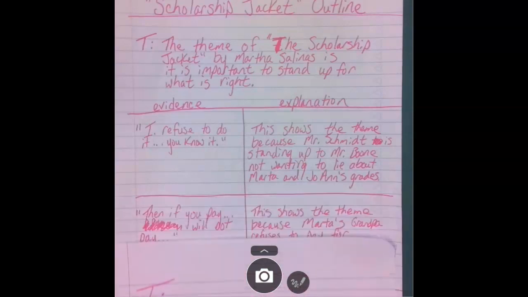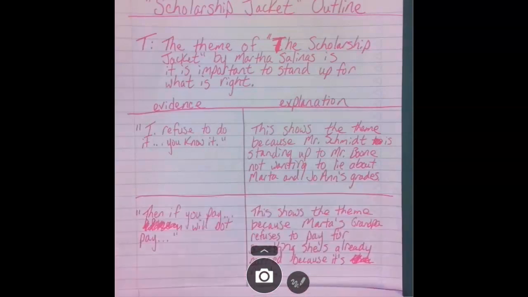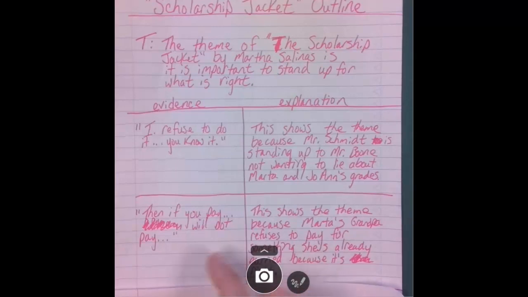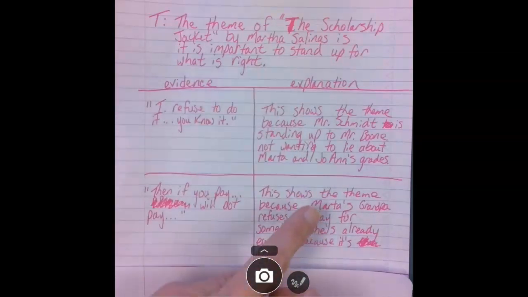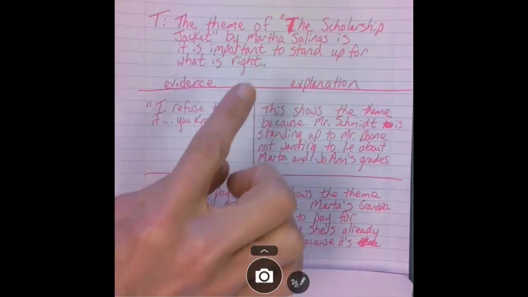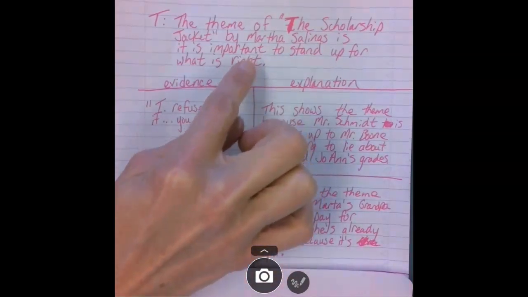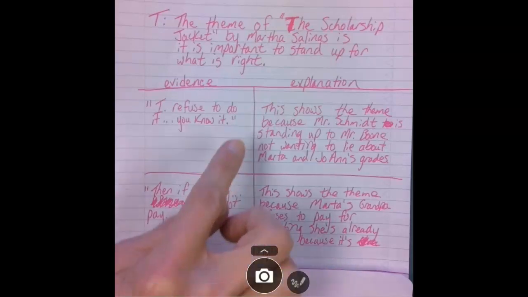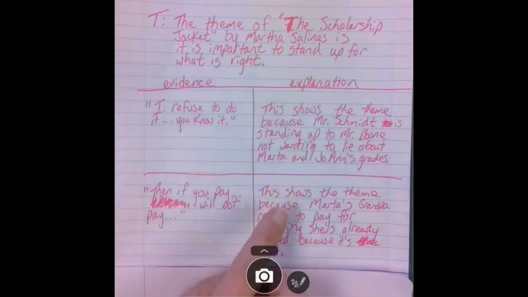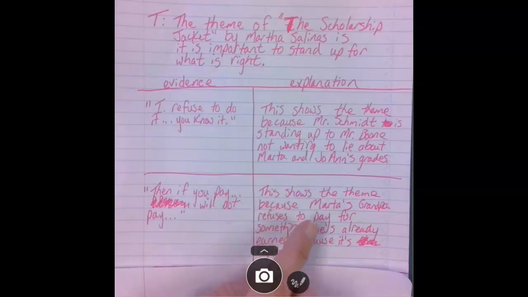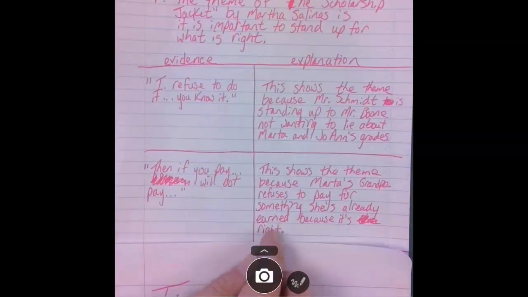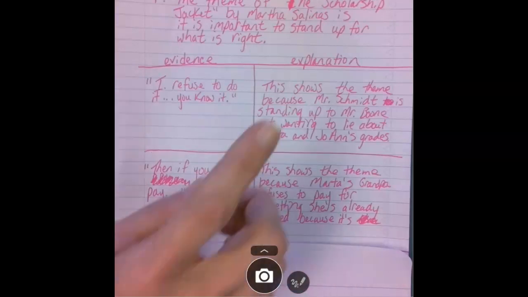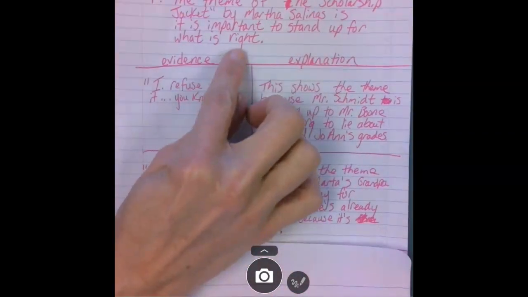Okay? And then our second piece of evidence where the grandfather is talking about how he won't pay for the scholarship jacket. Again, we want to use words from the topic sentence. How does this evidence support what I'm saying in my topic sentence? So how does this evidence show it's important to stand up for what is right? So I said, this shows the theme because Marta's grandpa refuses to pay for something she's already earned because it's right. So I use the term right in my explanation that comes from our topic sentence, right.